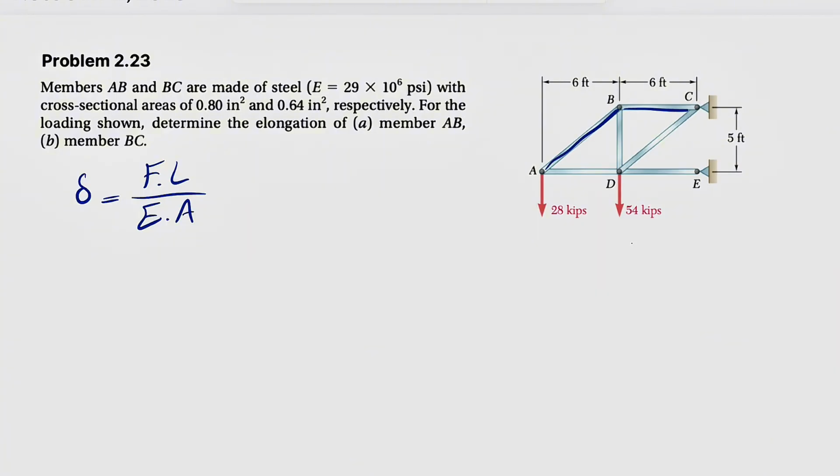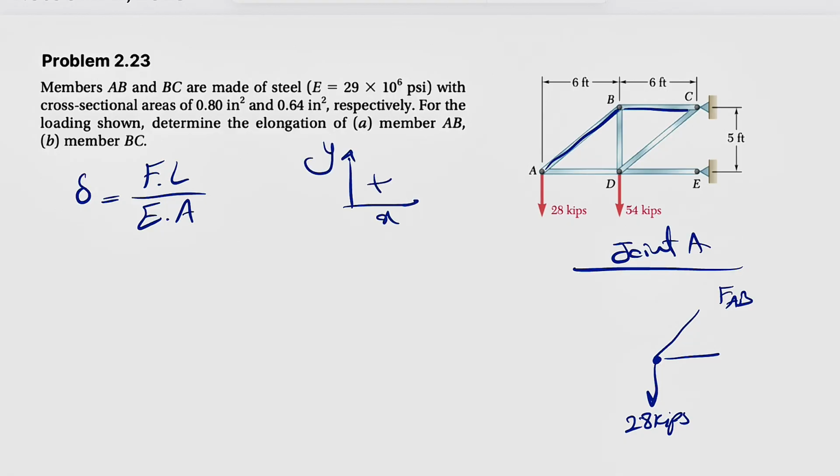For finding AB, we can use the method of joints. If we draw the free body diagram for joint A, we should be able to find all the forces in here. We have 28 kips downward, and these two members here. We know FAB is the one that has the Y component. Since we have a force downward, AB has to be in this direction to have an upward Y component, and now we have one X component to the right from FAB, which means FAD has to be in this direction.